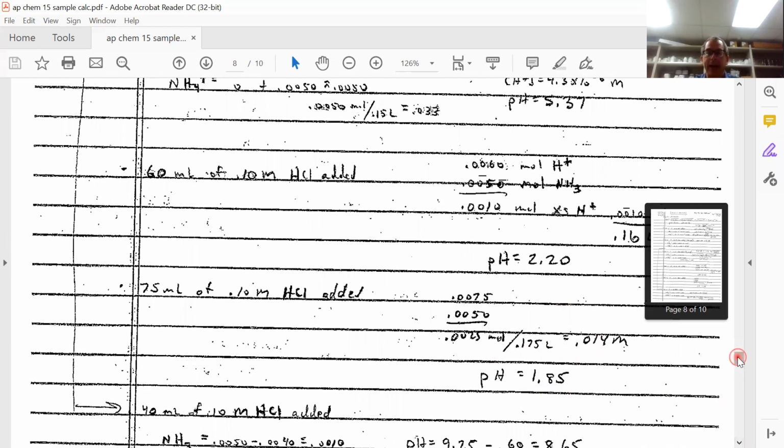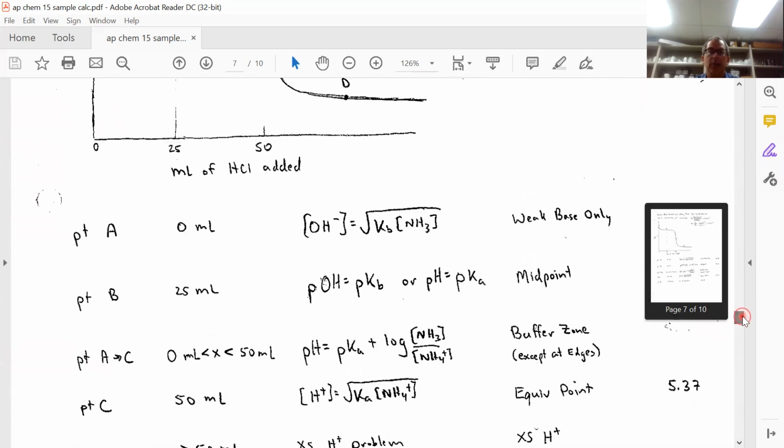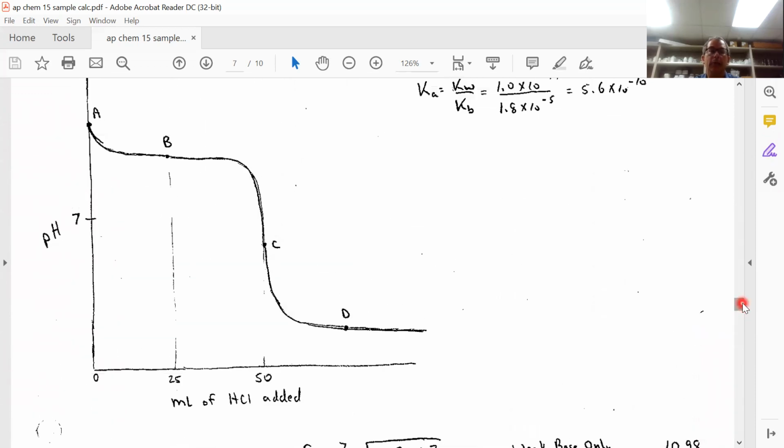So just going back to this equation and what we did. Initially we have the weak base. Anywhere in between A and C, you use Henderson-Hasselbalch. At point B, which is the midpoint, half the equivalence point, pOH equals the pKb. At point C, all the NH3 got converted to NH4+, so it becomes a weak acid problem. And then after that, it is an excess H+ problem.